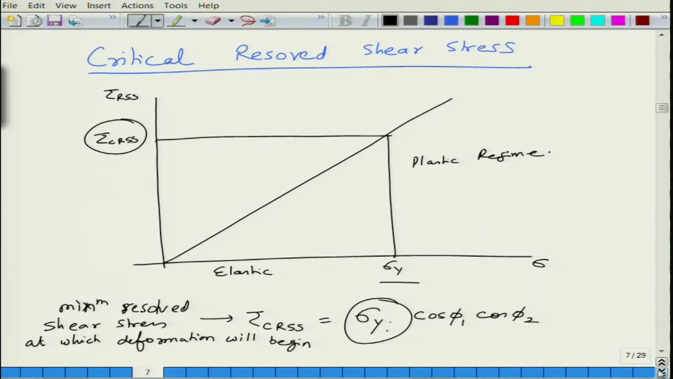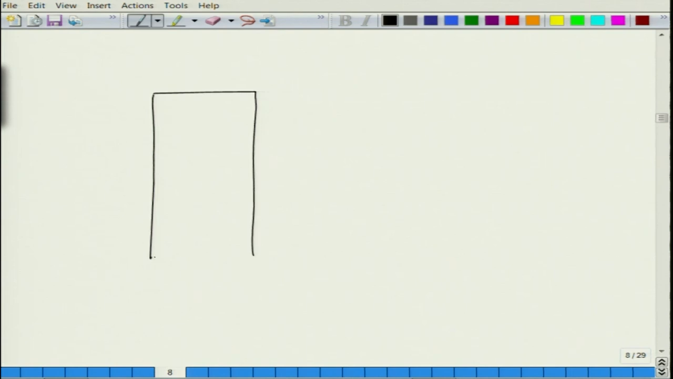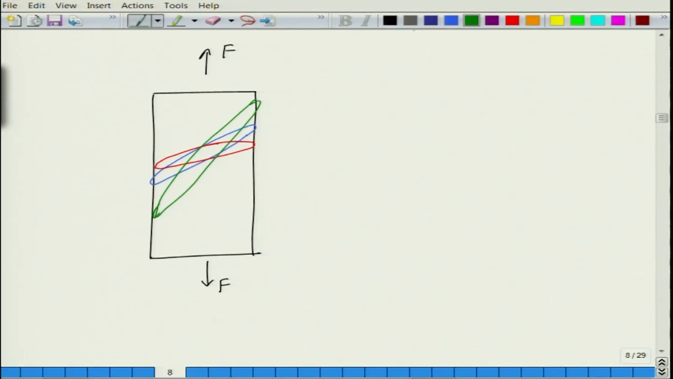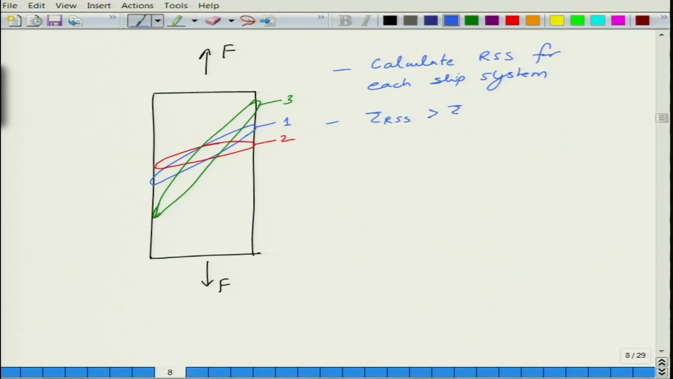Now if you have a configuration like this, where you have a force in this direction, you may have one slip system oriented in this fashion, another slip system oriented in this fashion, and another oriented in this fashion. So these are different slip systems. This is 3, this is 2, this is 1. What you need to do is calculate the resolved shear stress for each slip system, and then see whether tau RSS is higher or lower than tau CRSS for each of them.